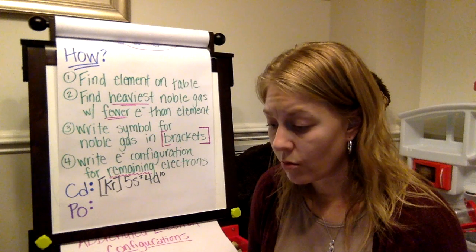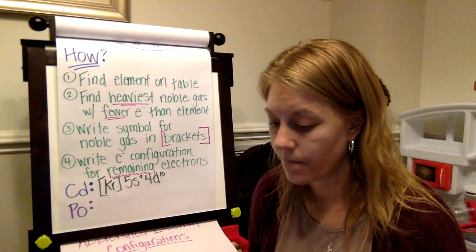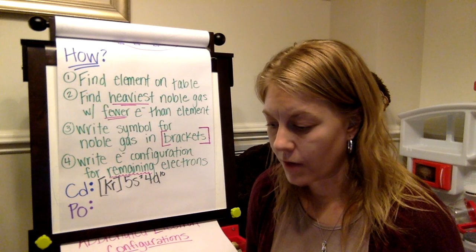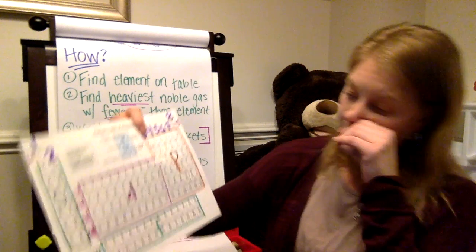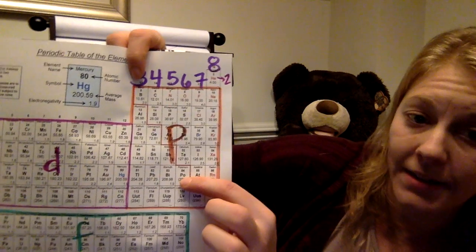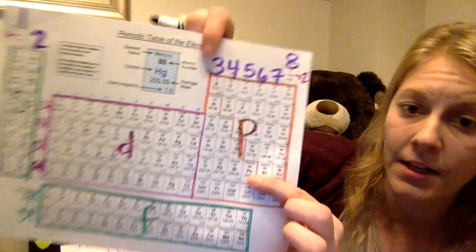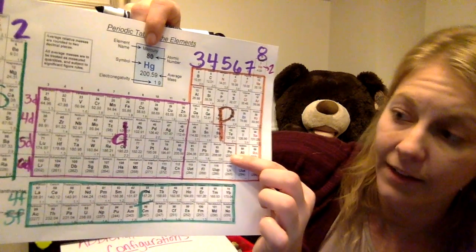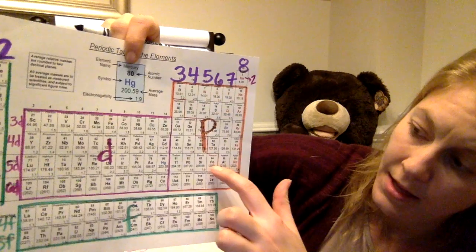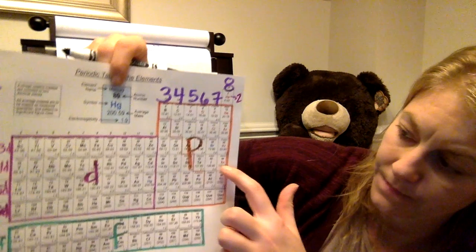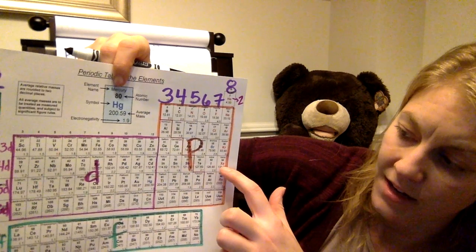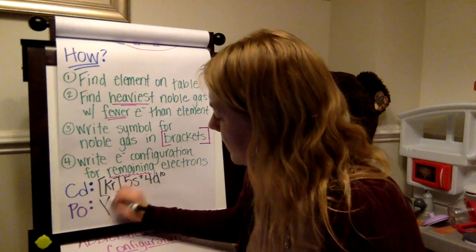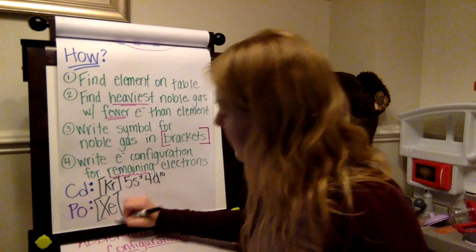We will do one more together. Let me find where polonium is. Polonium, Po, is the next one that we're going to do together. Polonium is right here on the periodic table. So we need to find the heaviest noble gas with fewer electrons. Our noble gases are right here. I see that radon is here, but radon has 2 more electrons than polonium. That's not going to work. So we're going to go up here to xenon. Xenon is the heaviest noble gas with fewer electrons. So xenon is going to be in my brackets. Xe is my symbol for xenon.